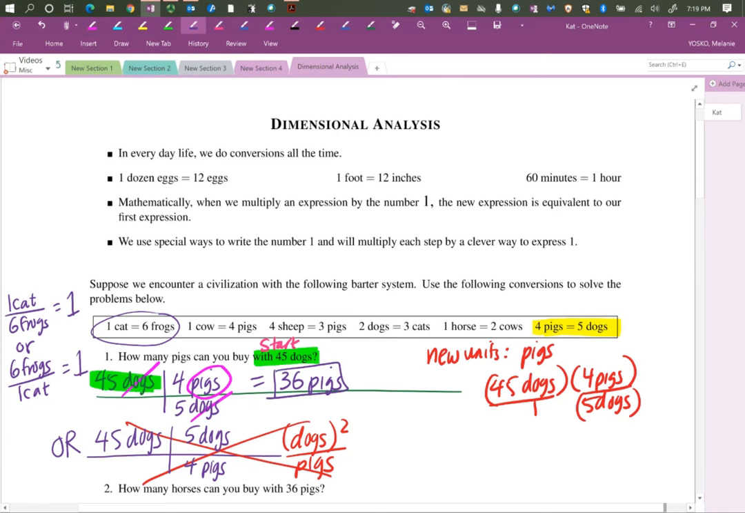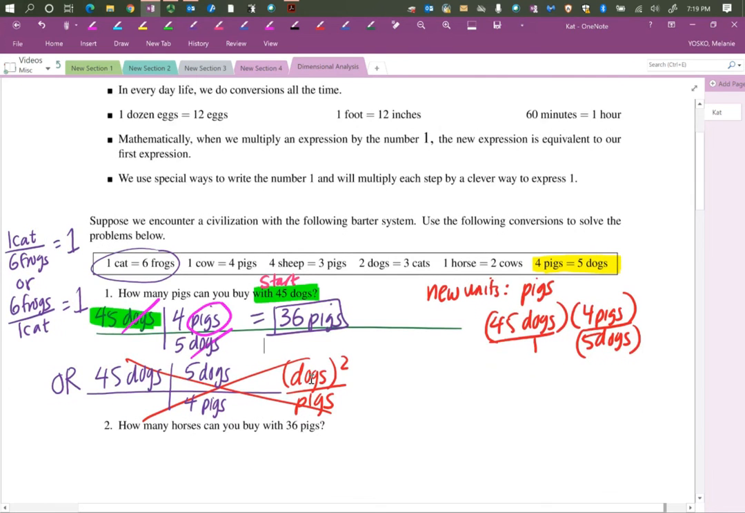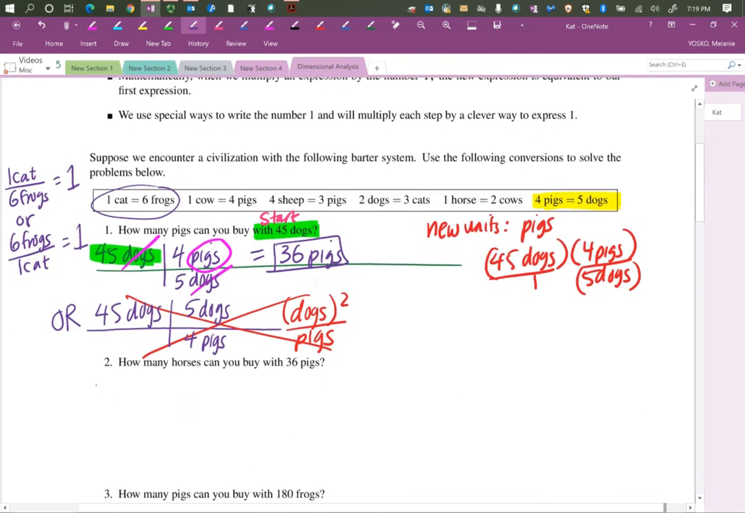Let's try another one. And again, this is silly on purpose so you don't get bogged down in the units. How many horses can you buy with 36 pigs? We're always going to start with the number they've given us, 36 pigs. Okay, I'm going to draw this line, that's going to help me do my multiplication. So you look for pigs. You start here and say, okay, what things mention pigs? This one mentions pigs, this one mentions pigs, and this one mentions pigs.